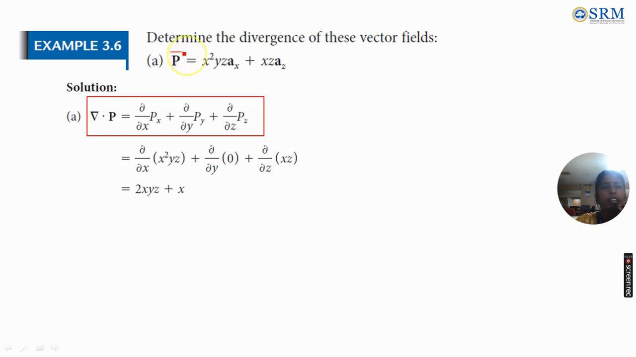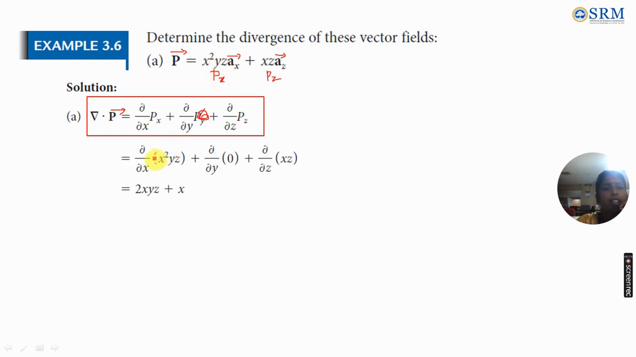So they have given a vector field. How am I identifying it as a vector field? Because the unit vectors are represented along with the given function. So how will I define del dot P? It is ∂/∂x of the Px component. This is the component along the unit vector ax. I have the Px component, and here I have the Pz, but the Py component is not there. It is not present, so only 0 is written here. I am just substituting the individual components.